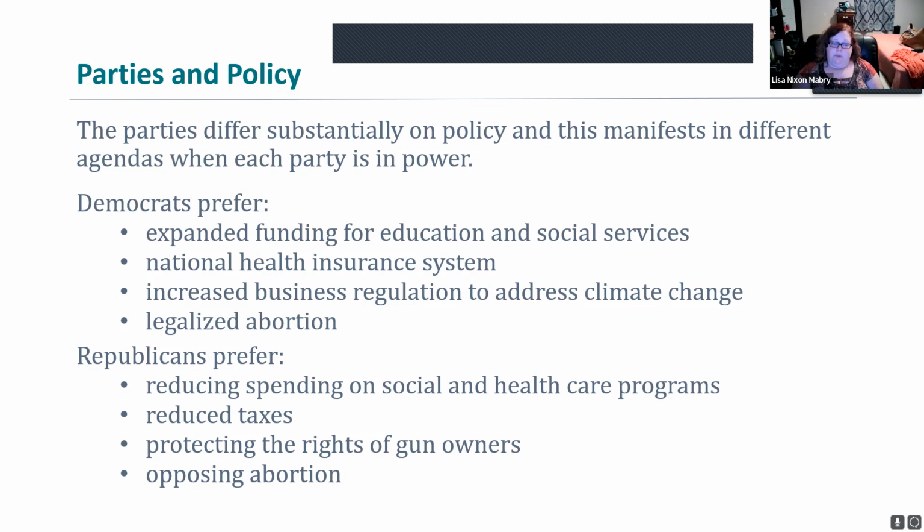And then Republicans prefer less spending on social programs and healthcare programs because they're for smaller government, less taxes, protecting gun owners' rights, and opposing abortion. So as you can see, complete opposite. Getting elected official Democrats and Republicans, or political party leaders, to agree on anything, like hell would freeze over. It just doesn't happen.